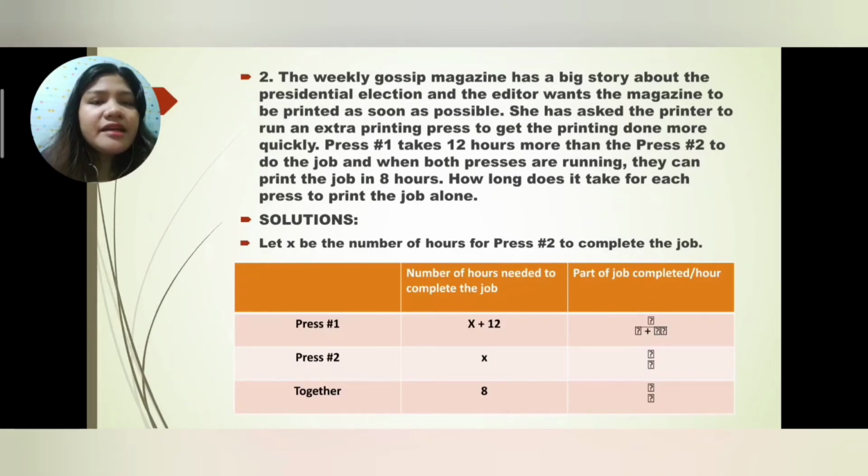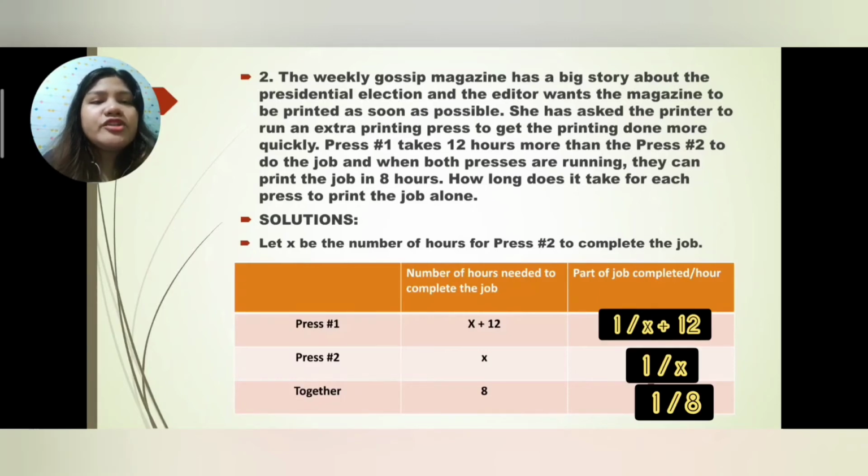Then, if sila daw dalawa yung mag-work together, matatapos nila yung trabaho in 8 hours. Kaya, together is 8. Then, since hour yung i-compute natin, so, part of job completed per hour, so, gagawin natin siyang fraction. Naku, hindi siya makita. Okay, so, X plus 12, guys, so, gagawin natin siyang fraction, magiging 1 over X plus 12. Okay? Then, yung press number 2 naman, X, gagawin natin siyang fraction. So, 1 over X. So, pag per hour ha is, magiging fraction siya. Then, yung numerator niya is 1. Then, together is 8. So, 1 over 8.